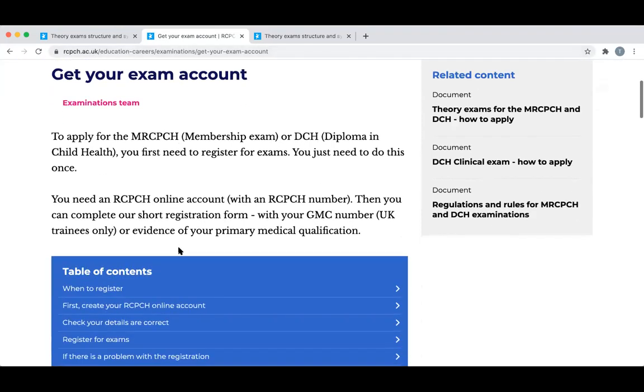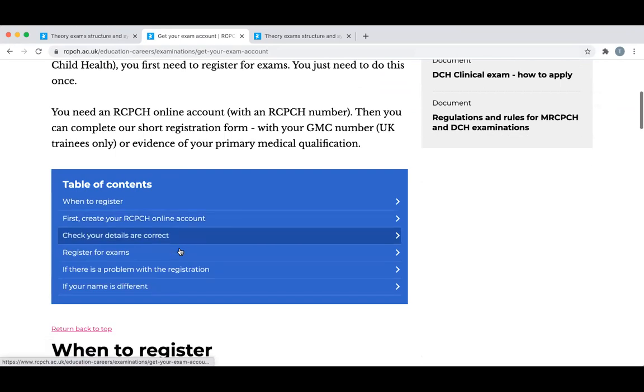How to do your exam account? See, they have given the table here of when to register. When there is no exam, you can register for your account. First, create your RCPCH online account. They will give you one number. From this number you will be identified, and this number is for life, until you pass the whole exam. This is the lifelong number.